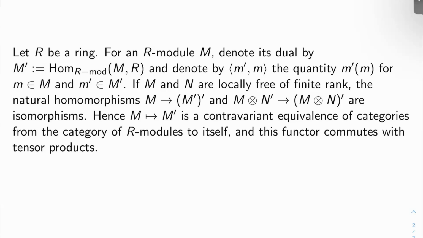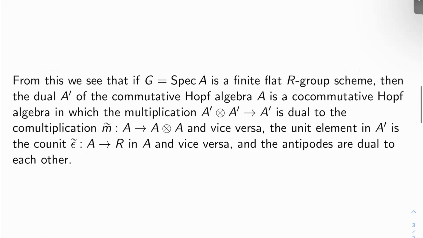If M and N are locally free of finite rank, you've got these natural homomorphisms, and I'll let you find them, from M to the dual of the dual, M prime prime, and from M prime tensor N prime to M tensor N all prime. And these maps are isomorphisms. And so the upshot of all this is that the map that sends M to M prime is a contravariant equivalence of categories from the category of R modules to itself, and that this functor commutes with tensor products. Fantastic.